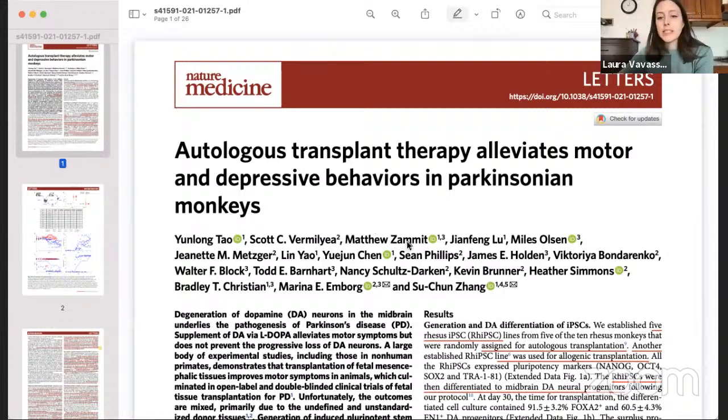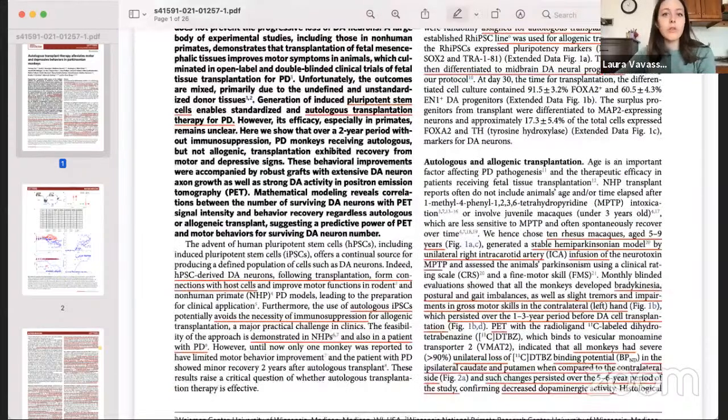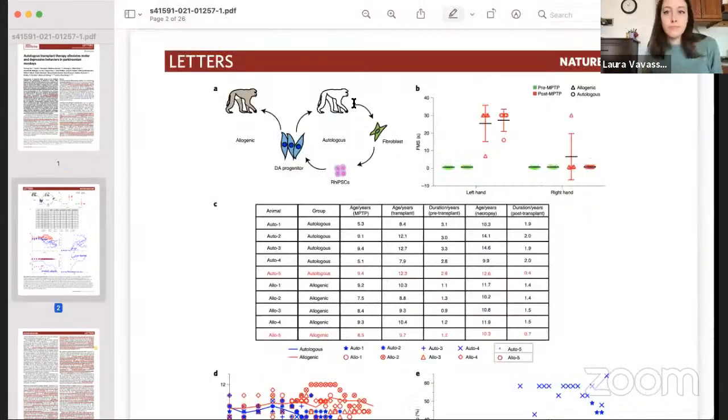So basically, the study uses 10 monkeys, which I think is quite a big sample for non-human primate studies. And these monkeys were divided into two groups. Okay. So there was one group made of 5 monkeys, which were the autologous group, meaning that they would have received a transplant of cells coming from themselves, let's say.